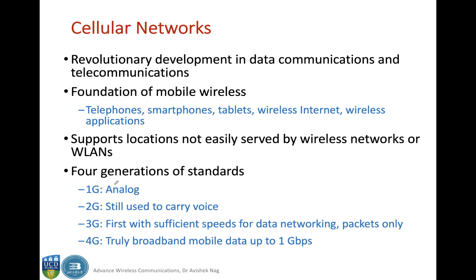And cellular networks started with the 1G standards. That was the first generation of your cellular networks, which only provided analog voice communication. Then 2G came, which still used to carry voice, but then some text and data functionalities were introduced. 3G was the first with sufficient speeds for data networking, and 4G is the true broadband mobile data provider up to 1 gigabit per second. And 5G, we have also 5G today.